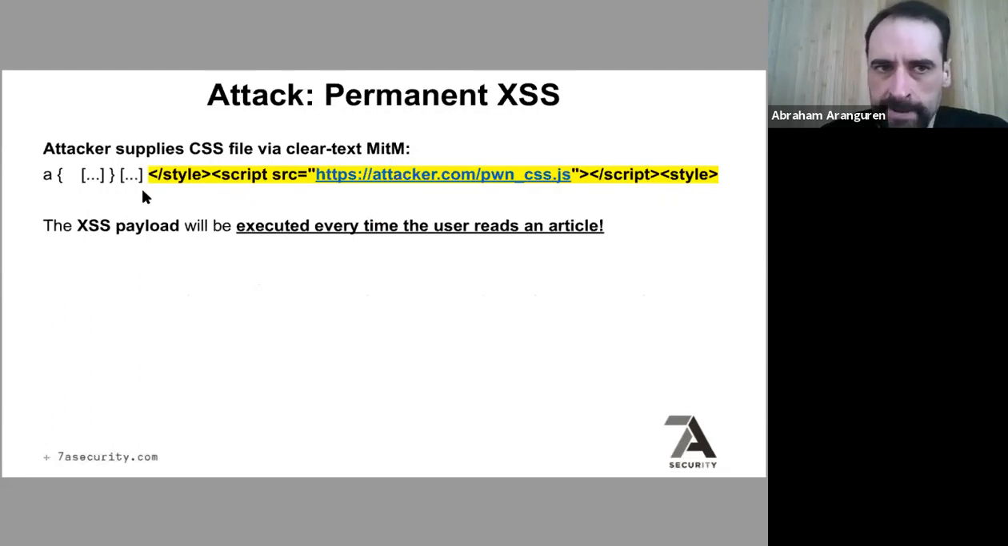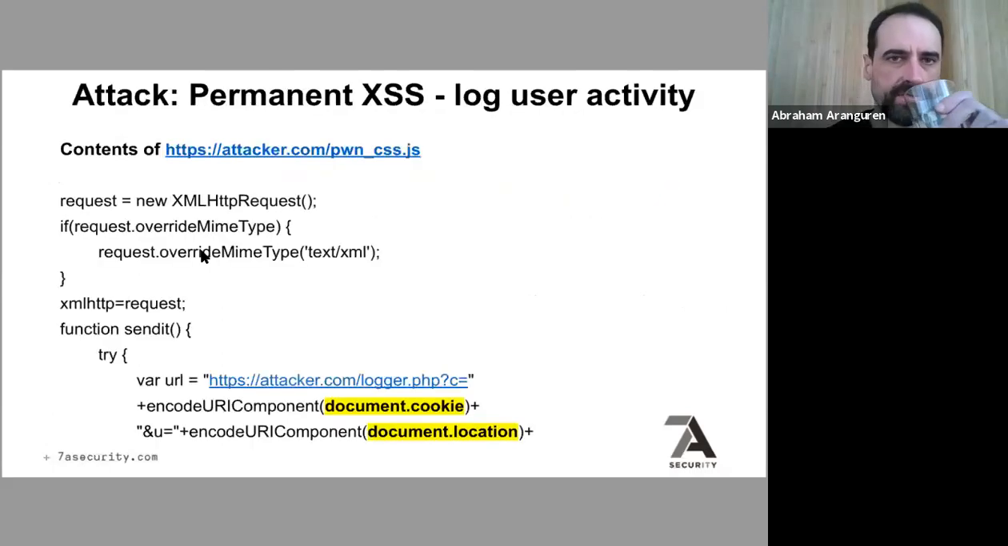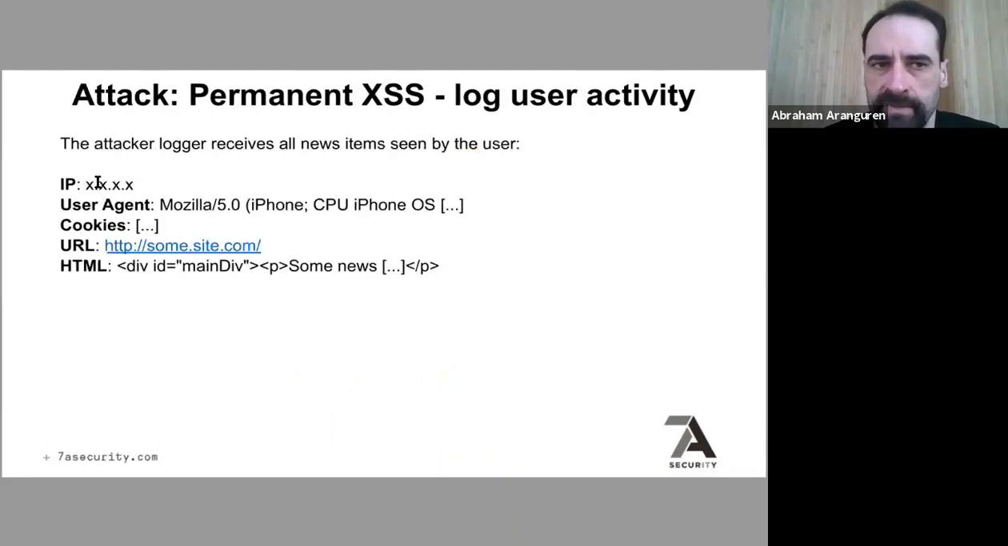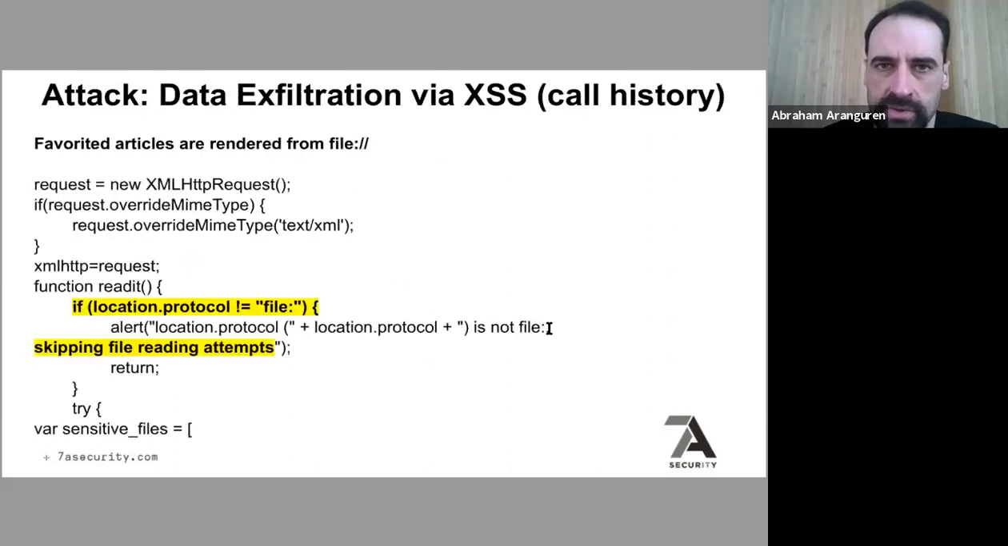So this was a very cool attack. So you would close the style, and then you can have like a script source of the attacker CSS, which is really JavaScript instead of CSS. And then the XSS payload would be executed every time the user reads an article, right? So this was very cool. And using this, we could also use data exfiltration, right? So this is basically getting the user's IP, the user agent, the cookies, the URL, and the HTML of the user whenever they are reading some news. You get what is their IP, the user agent, the cookies, and so on.